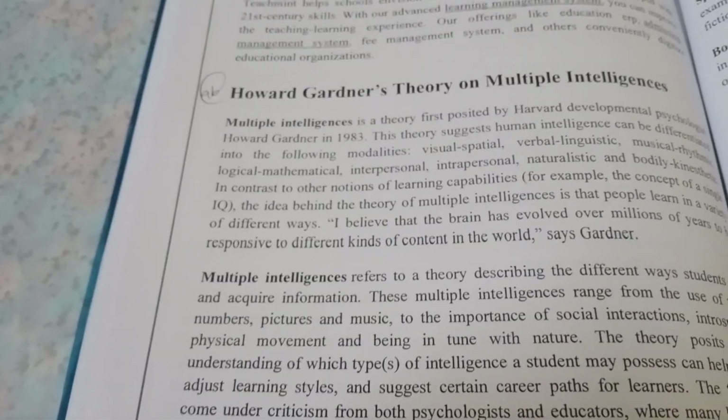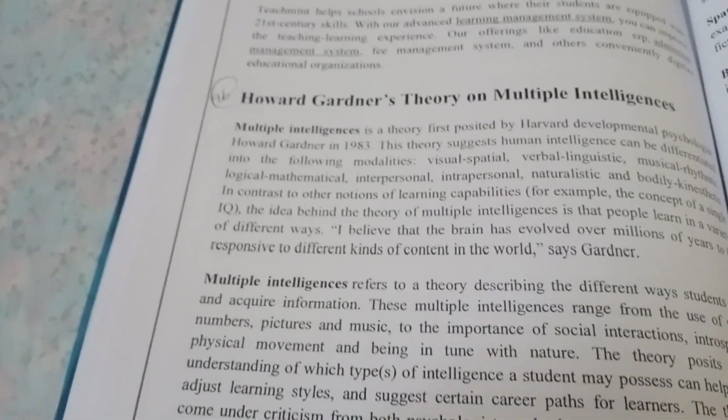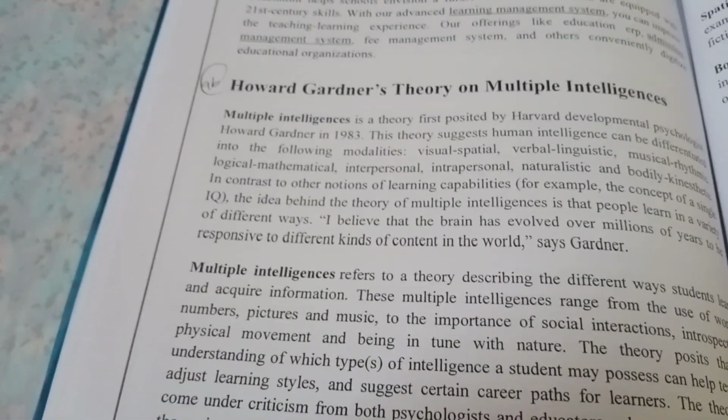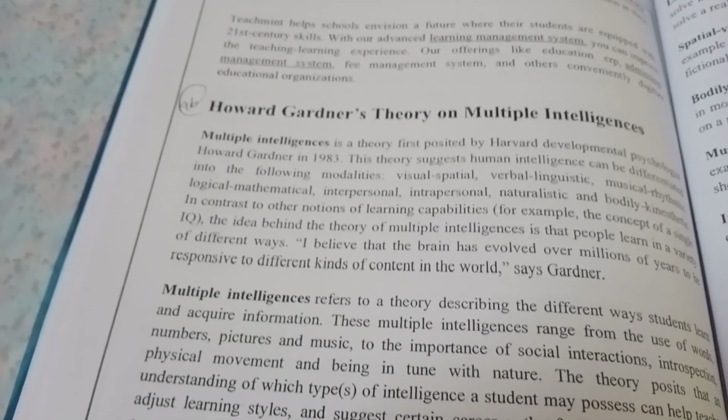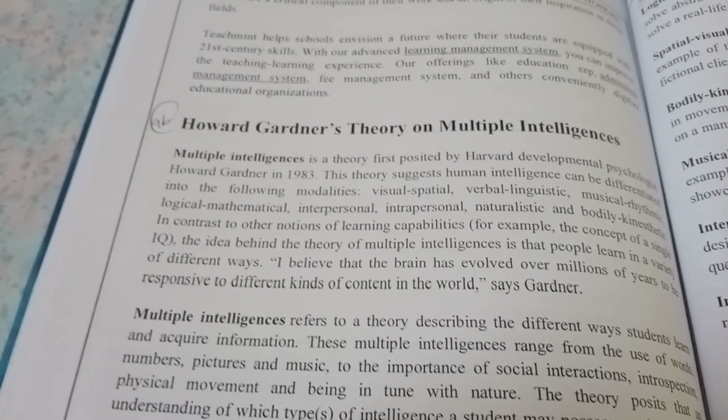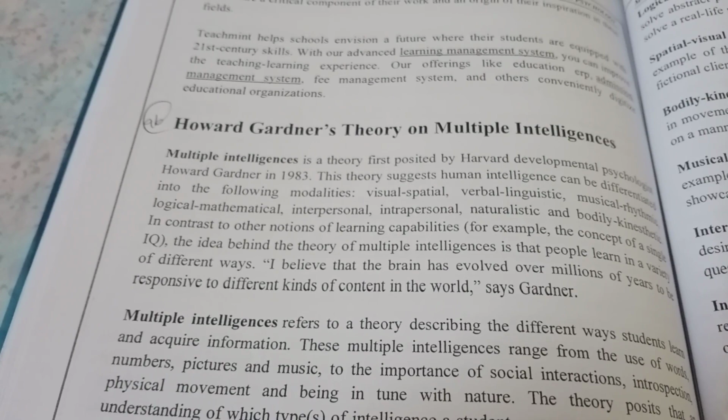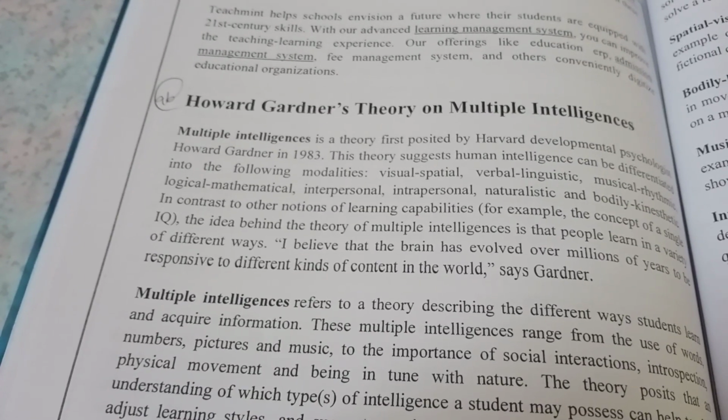Howard Gardner's theory of multiple intelligence. Multiple intelligence is a theory first posited by developmental psychologist Howard Gardner in 1983.